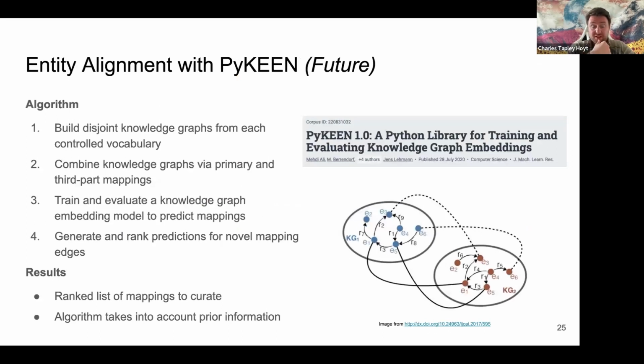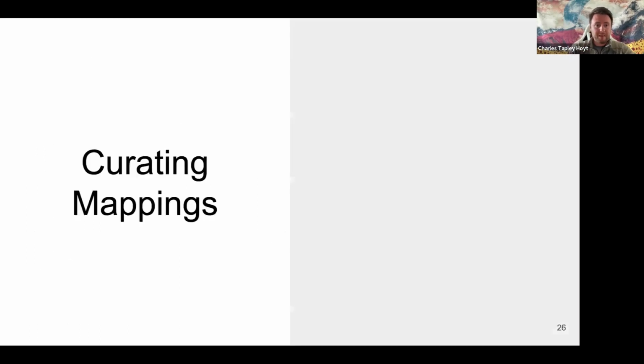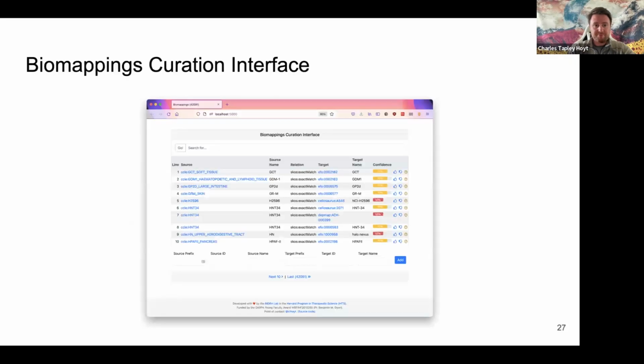I already mentioned that PyKEEN and graph machine learning can be used to do this entity alignment, but I'm going to skip through that. If anybody's interested in this, we can come back to it at the end. All right, so curating mappings. Charlie, there's a question from Nico for slide 24.